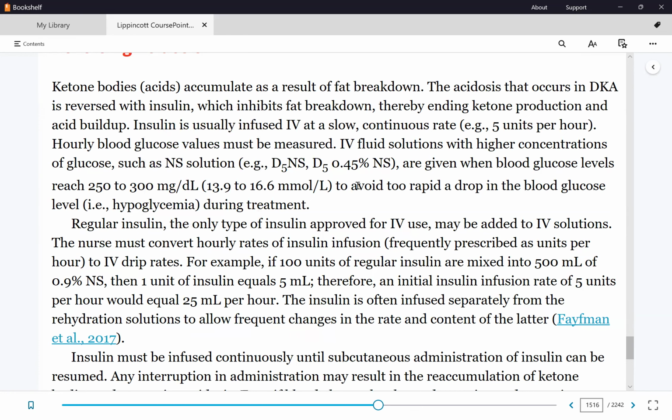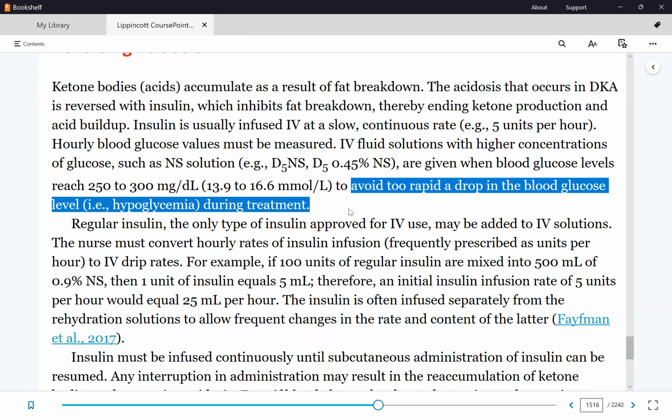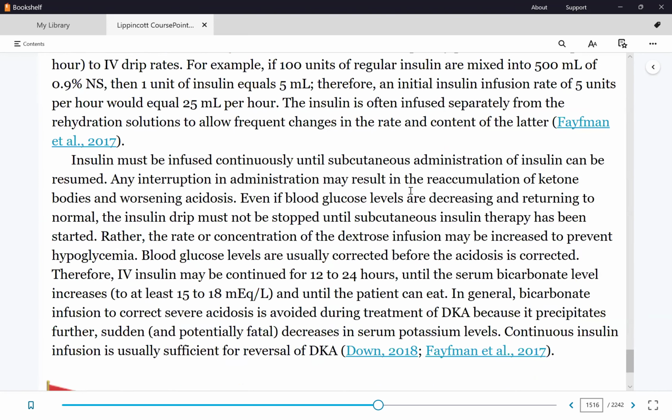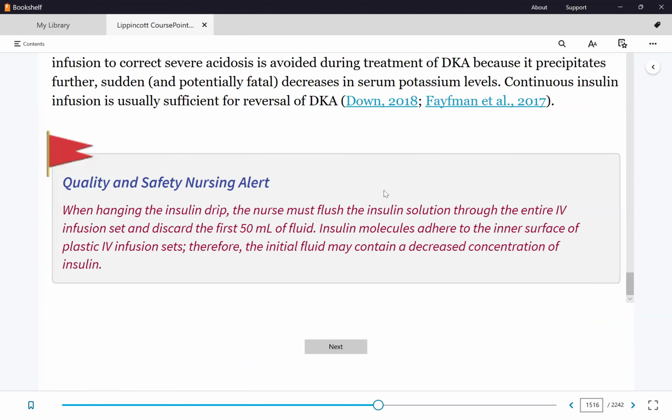Or sometimes here, to avoid a rapid drop in glucose, they may switch to that as well. But that's not our decision. That's the doctor's decision, to use dextrose solutions. And that's it for DKA.